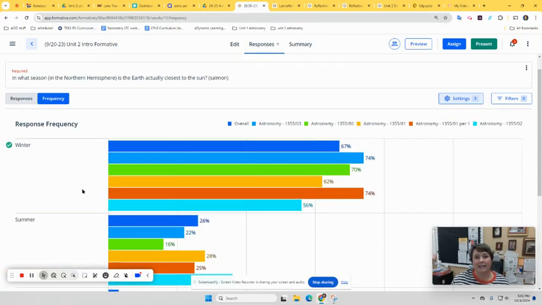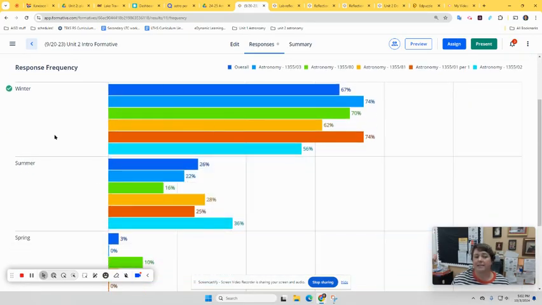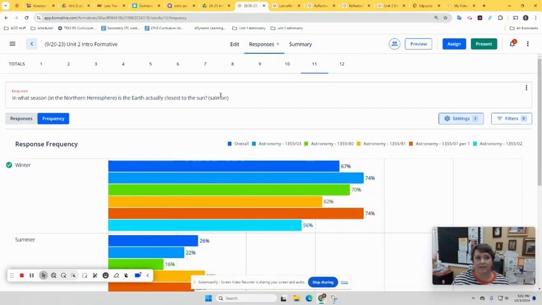Okay, what season? A lot of us miss this and put summer. It's not the distance from the sun. It is the tilt towards or away from the sun. Okay, in the winter, we're tilted away, but we are actually closer.